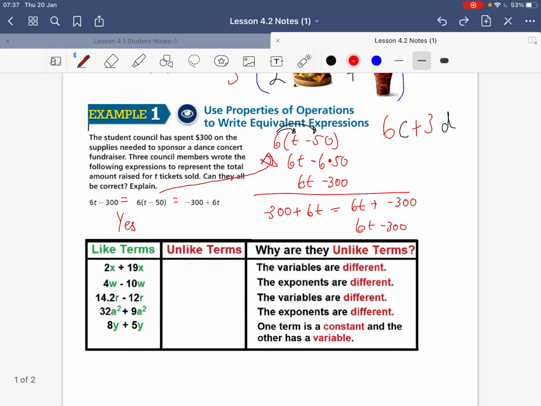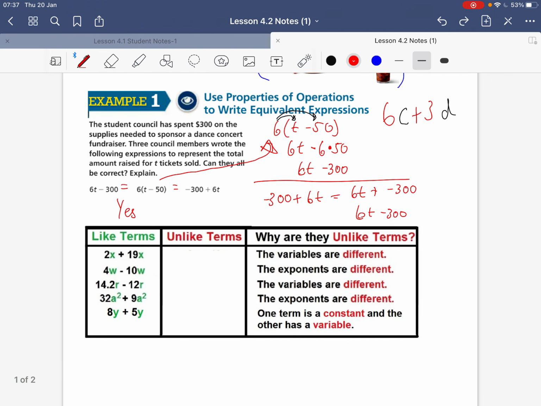All right, let's go ahead and look at like terms and unlike terms. So these are all like terms. Like terms have to have the same variable and the same exponent.